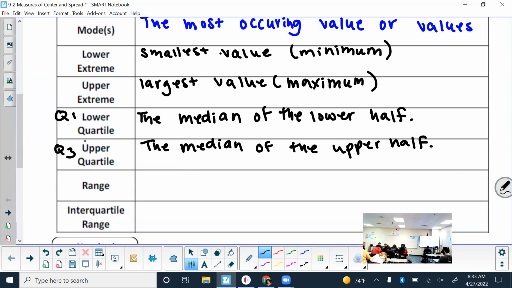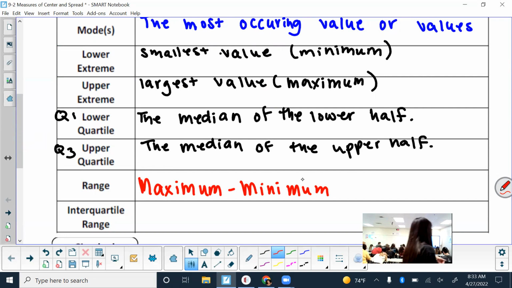So then your range, that's one of the measures of spread. Does anyone remember what the range is? Subtract the smallest number in the set from the biggest number. Good. So it's your maximum minus your minimum. That tells you how far away your smallest number is from your biggest number, and that's important sometimes.